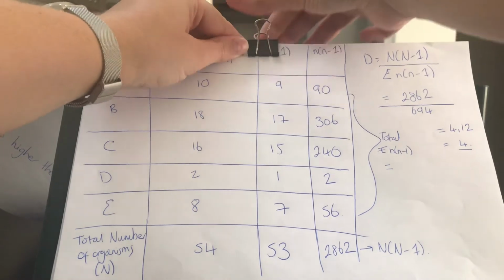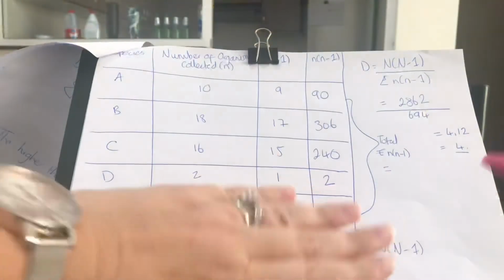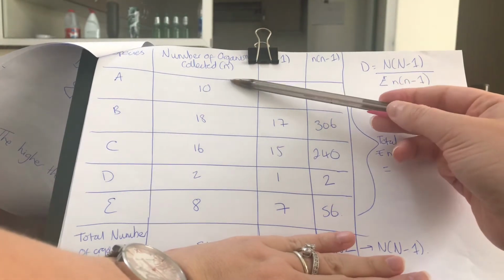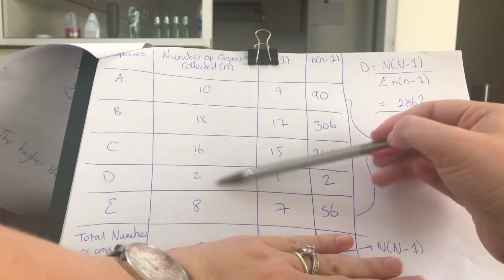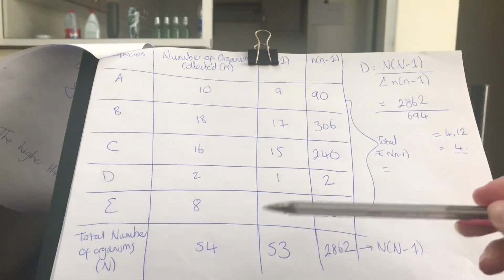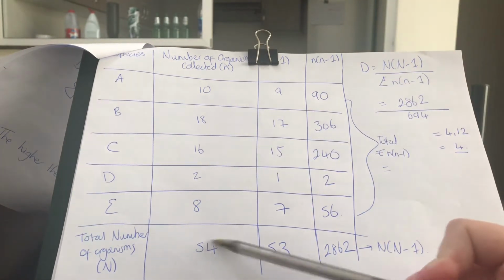Okay, so hopefully you have completed your table now and you have an answer that looks something similar to this. So remember these numbers here, this lowercase n number of organisms collected, those are just the numbers you were given in the question. I haven't pulled them from anywhere else or made them up. My capital N is those all added up, so that is 54.